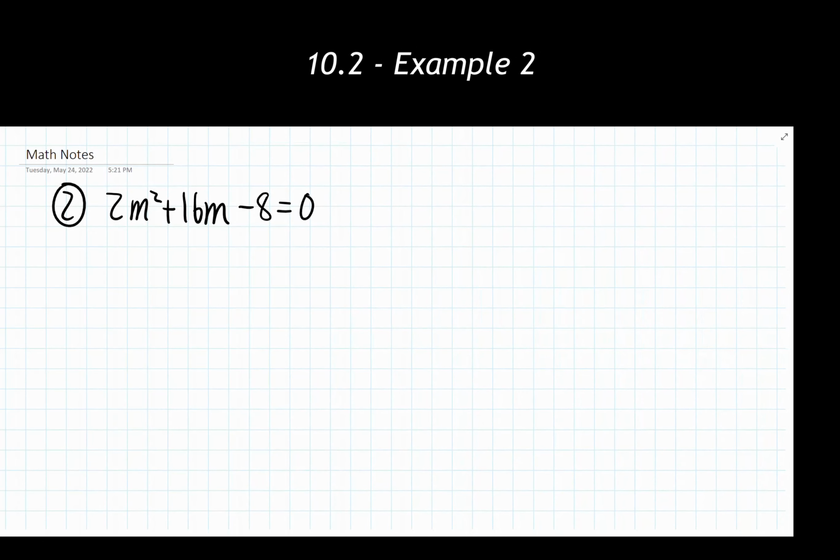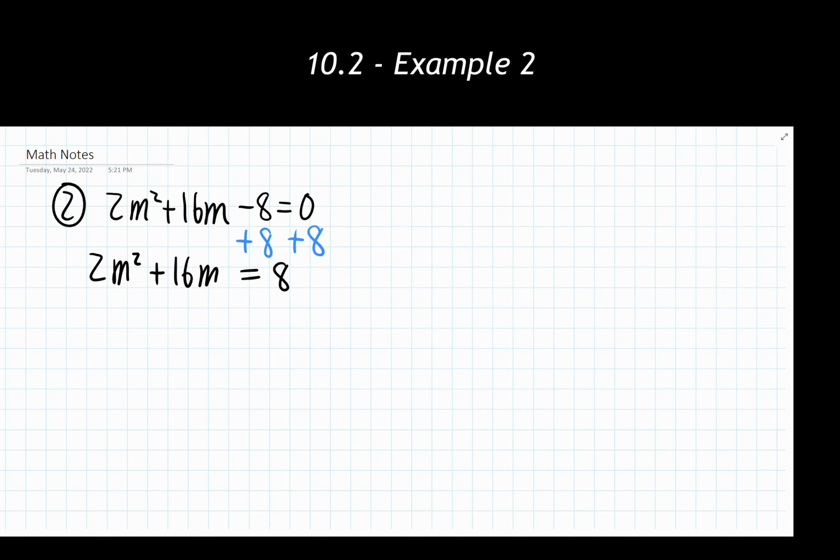Looking at example 2, we're starting with 2m squared plus 16m minus 8, all equaling 0. Following our process like we did with our previous problem, we're going to manipulate this equation so the constant is on one side, variables are on the other side. So I need to get rid of this minus 8 that I have here. And to do that, I'm going to be adding 8 to both sides. Again, my variable terms all on one side, the m squared and the m, and then my constant term on the opposite side. So here we go. Variables here, constant on the other side, good to go there.